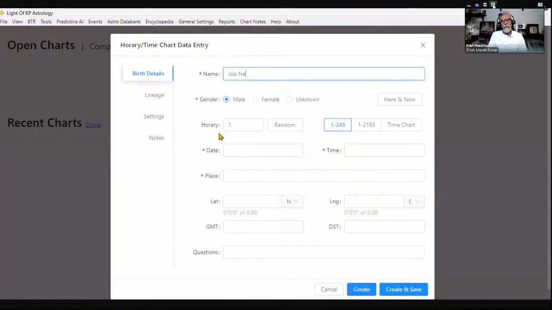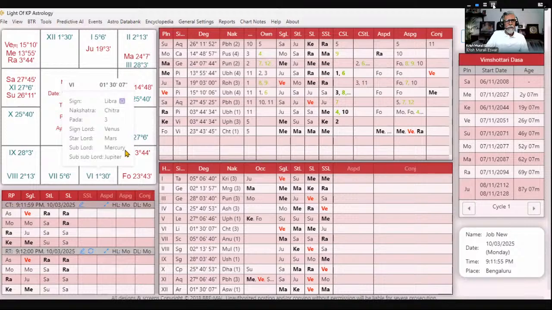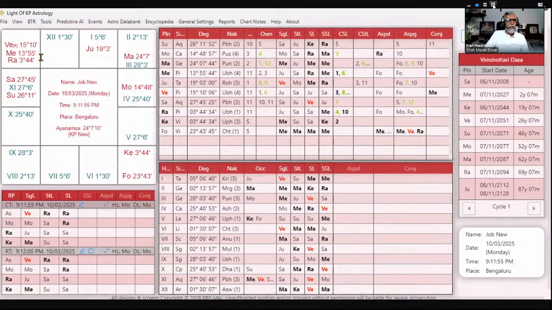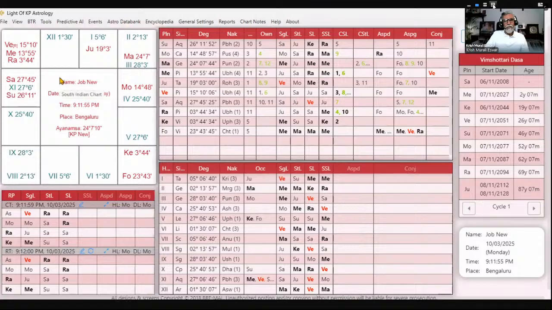Somebody comes to us and says, sir, can I get a new job? And gives us a horary number 26 at this point of time. This is a hypothetical case. Let me see if the job is promised. The sixth cuspal sublord is Mercury in the star of Saturn in the 11th house. Mercury is aspected by Venus, so delay will be there, but the person will get the job. The question is, when will the job come for this person?